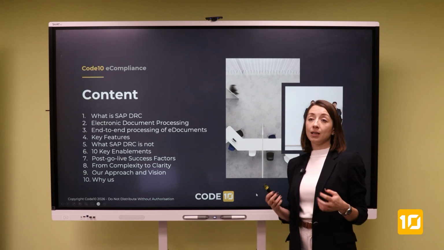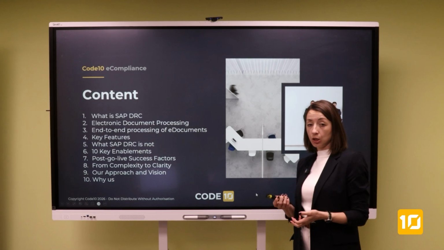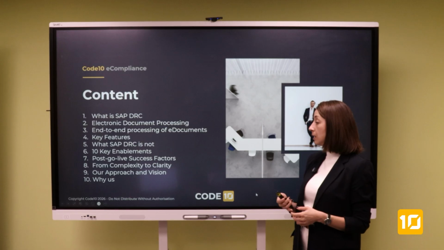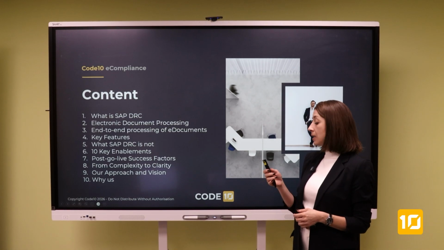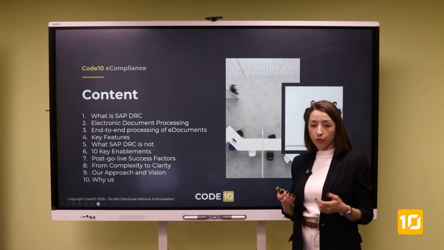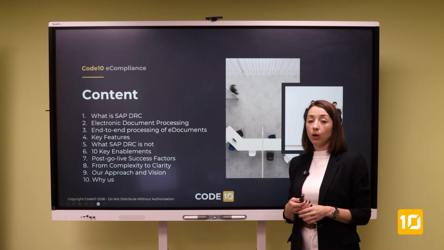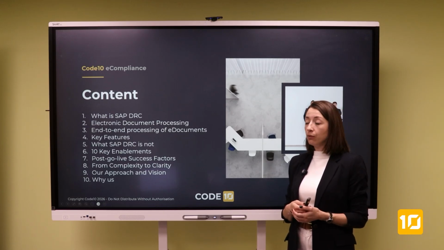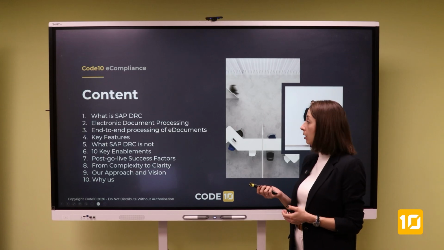Then, how is our take on the implementations of these solutions and these projects? And at the end, why us, and what do we do differently in these situations, and how we can help you achieve a successful implementation in your company.